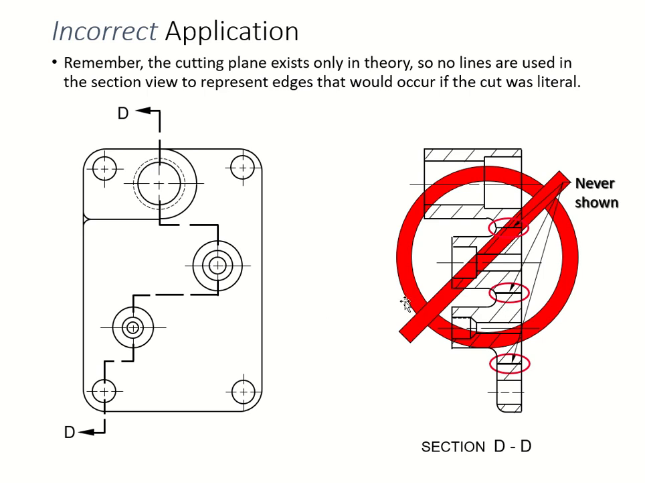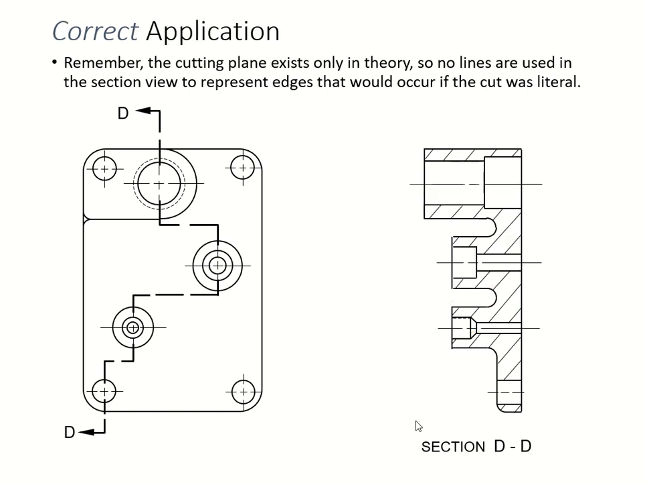Here is your incorrect application, because look at that, we are showing the directional changes right there. We don't have to do that. These are the cuts, which is this guy. So don't put that in. We just show the regular, real object shape inside of it. And no need to draw these lines, okay? That's just a theoretical cutting line.